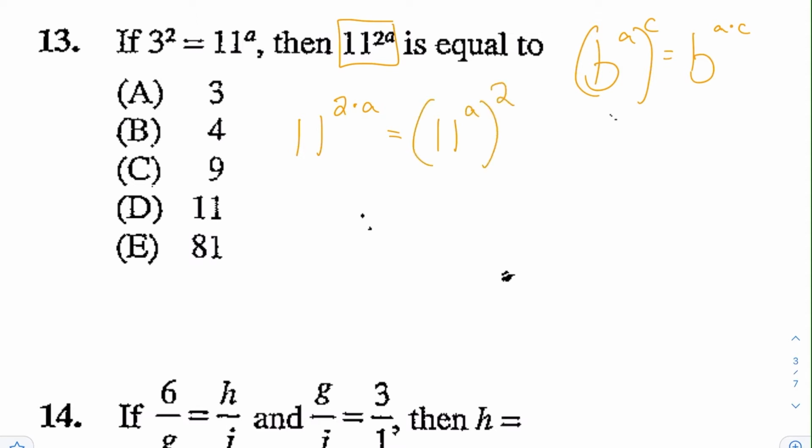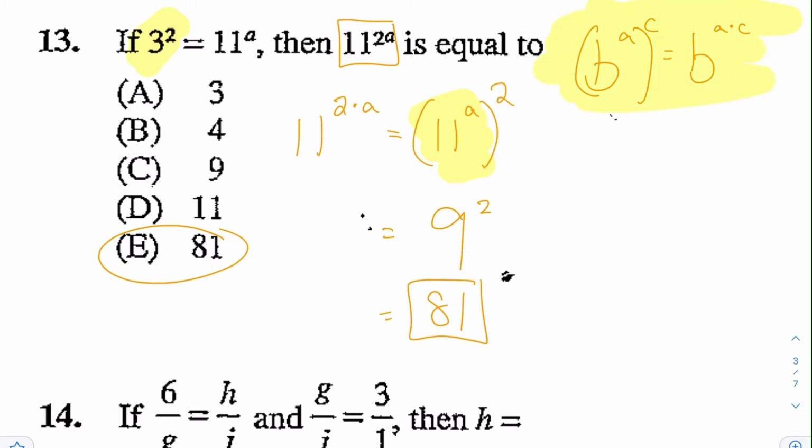And I'm going to put 11 to the a first because 11 to the a power is known as 3 squared in this case. And that's just equal to 9. So that's equal to 9 squared, which is 81, which is choice B. Again, the key is to use this law of exponent to help us rewrite the problem.